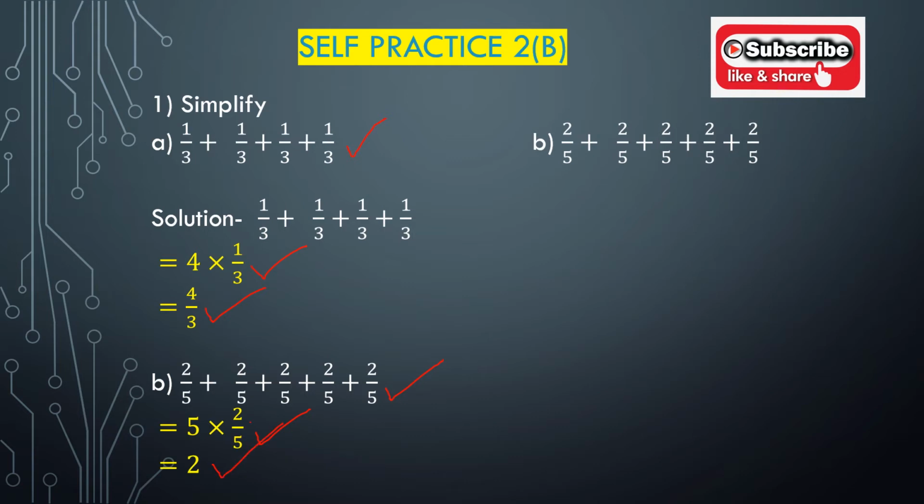So we get 1 divided by 3 plus 1 divided by 3 plus 1 divided by 3 plus 1 divided by 3 equal to 4 divided by 3, and 2 divided by 5 plus 2 divided by 5 plus 2 divided by 5 plus 2 divided by 5 plus 2 divided by 5 is 2.